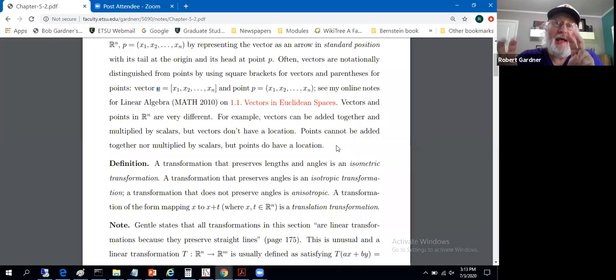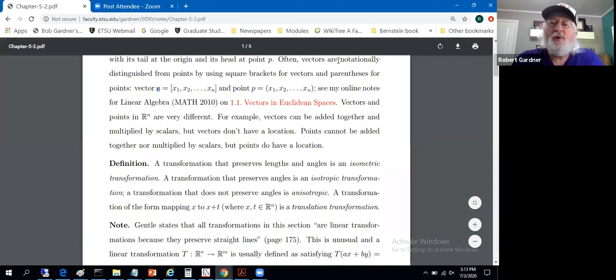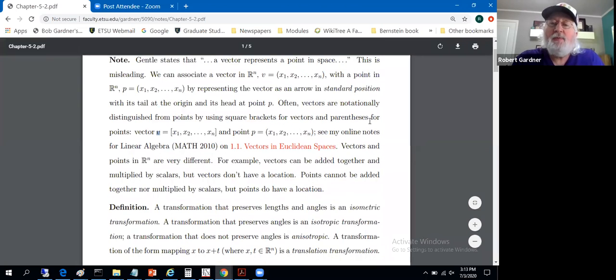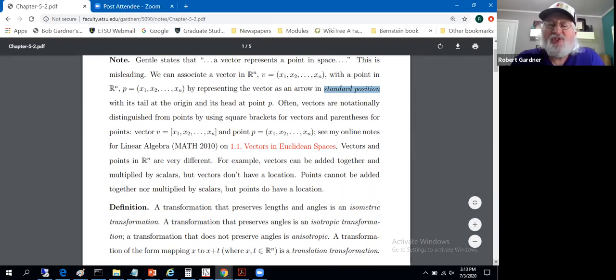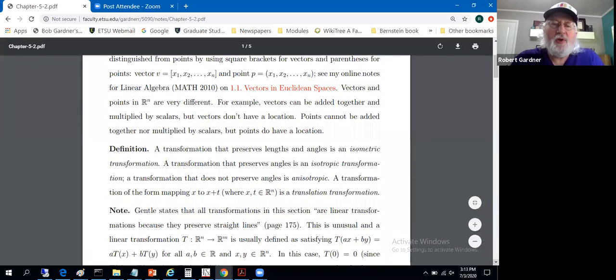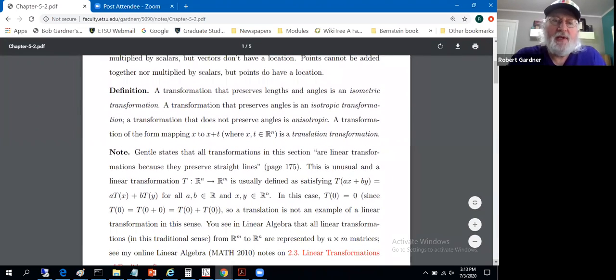There's a natural relationship between them. When you put the vector in standard position, that is, you put the vector with its tail at the origin, draw it as an arrow, then the components of that vector will yield the coordinates of a point that lies at the head of that vector. So there's the natural or the geometric relationship between points and vectors, but they're definitely different things.